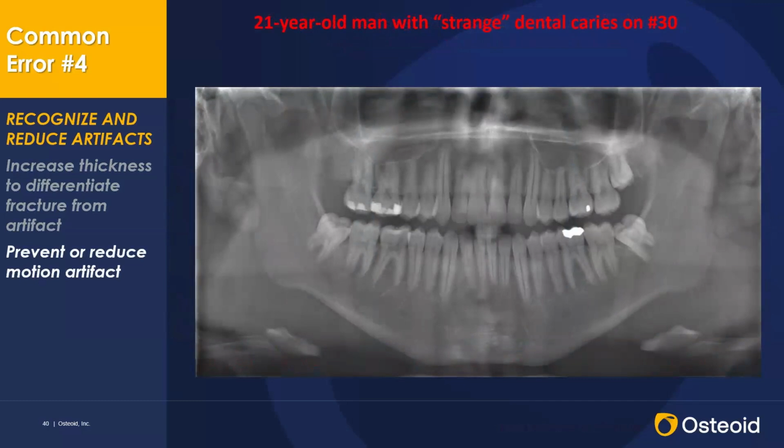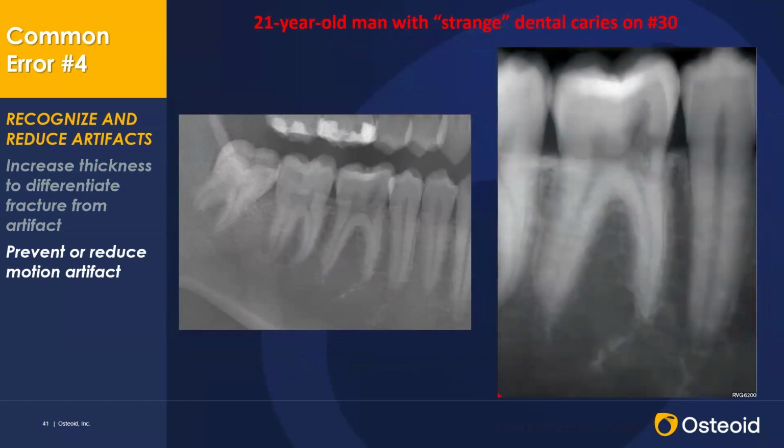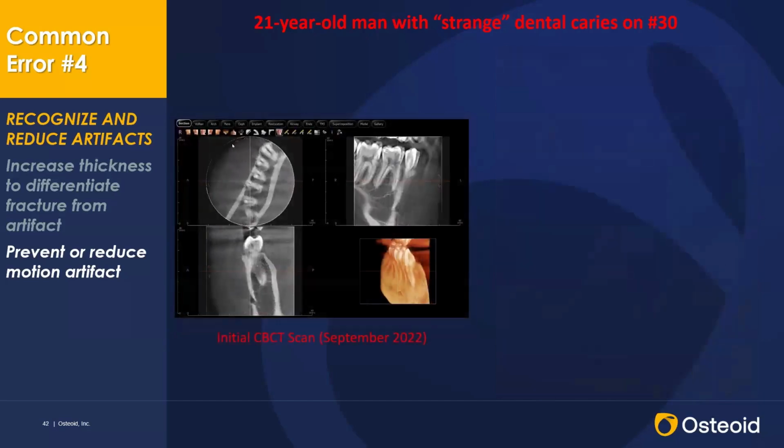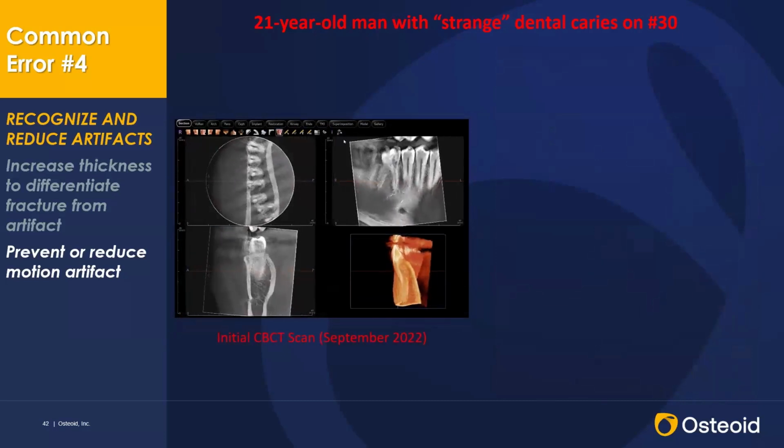Another way, as I mentioned initially in one of the common errors, is to reduce the motion artifact. This patient presented with strange dental caries, a 21-year-old male. And the periapical image shows something similar to what we saw originally. The suspicion was external root resorption, not very clearly seen on the panoramic image on the left. But a cone beam CT was taken at an outside office and referred, that just happened to be on the same machine. And a consult was requested from me.